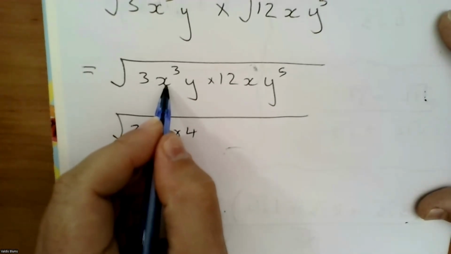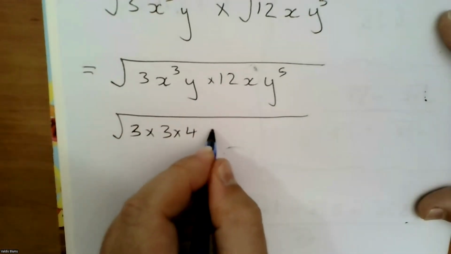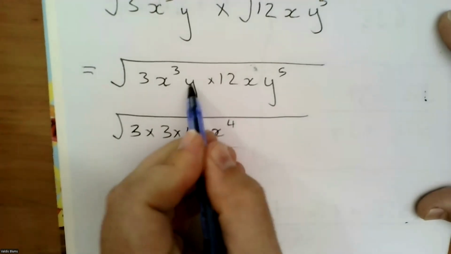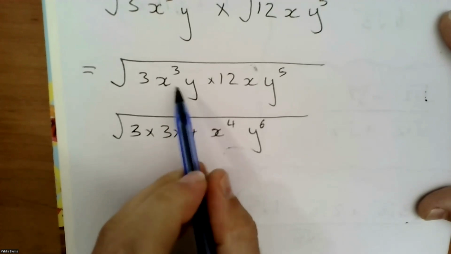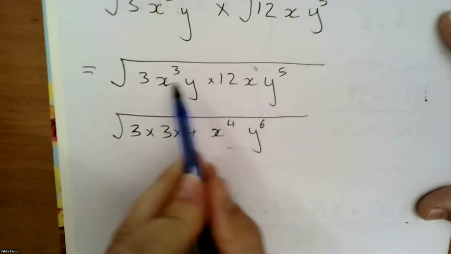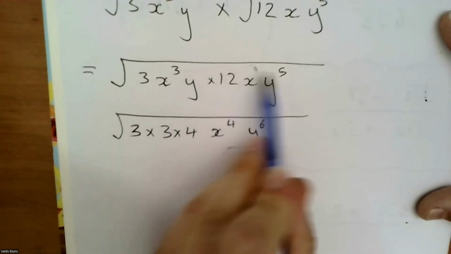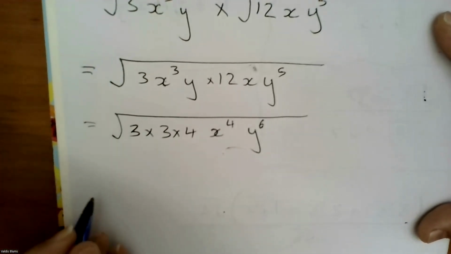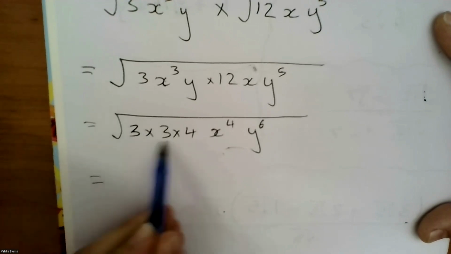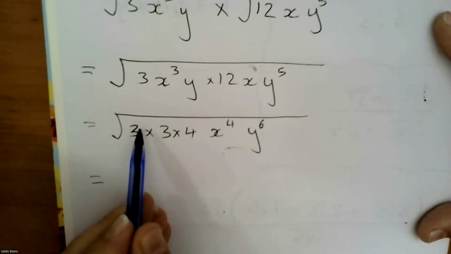So we then have x to the 4 and y to the 6. So remember, with your index laws, when you're having multiplication, it leads to addition of the powers. So we have 3 squared effectively.